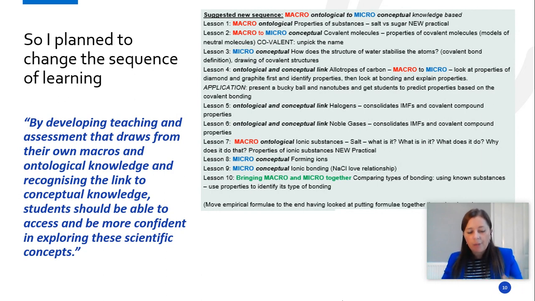And once the macro and the micro understanding was grounded, we started then to introduce topics like the halogens and noble gases and allotropes to unpick the misconceptions that may still exist between the macro and the micro links. And really importantly there, in lesson 1, you will see that the macro level teaching was simply looking at properties of substances, salt versus sugar, things that they already knew about in their own world, and reviewing those properties enabled them to understand the properties of ionic and covalent substances.